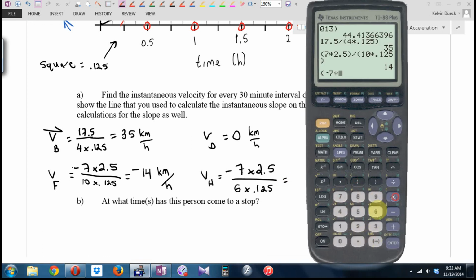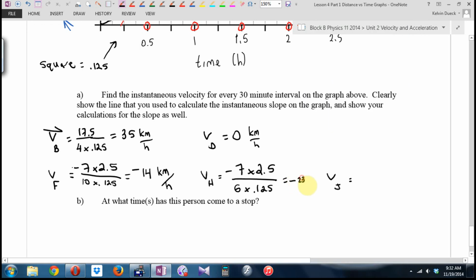Negative 7 times 2.5 divided by bracket 6 times 0.125. I'm getting a slope for h of around negative 23.3333. I'd probably take almost anything between negative 18 and negative 28-ish. Am I right? Anybody? Am I wrong? I could be wrong. Sorry? I got negative 28. Sure, okay. Yeah, pretty different numbers. That's fine. It just means that your slope was identical to mine. Okay?